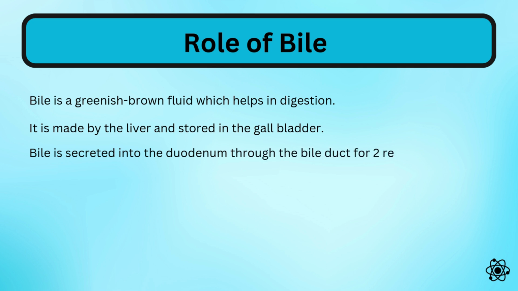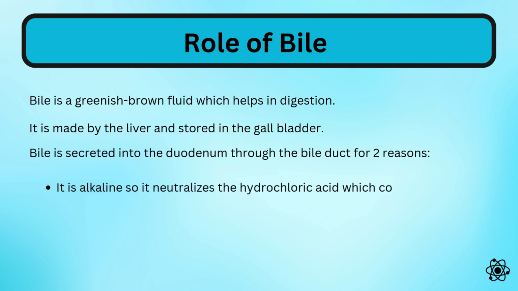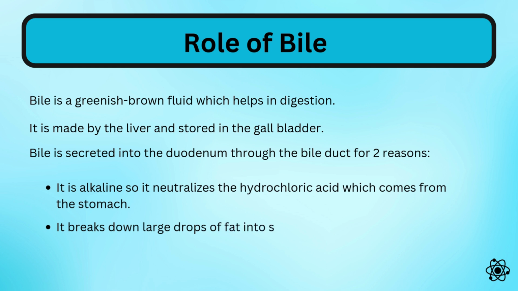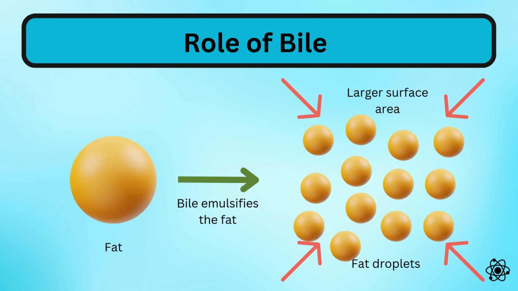Bile is secreted into the duodenum through the bile duct for two reasons. It is alkaline, so it neutralizes the hydrochloric acid which comes from the stomach. It breaks down the large drops of fat into smaller ones. This is known as emulsification. So, as you can see, a large drop of fat is emulsified by the bile to give smaller fat droplets to increase the surface area for chemical digestion.